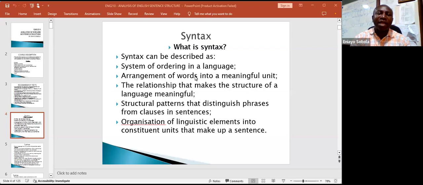The second point I make here is the arrangement of words into a meaningful unit. Syntax is a system of ordering a language: how you order any elements in language. Then number two, how you arrange words into a meaningful unit. You don't just arrange words anyhow or carelessly.